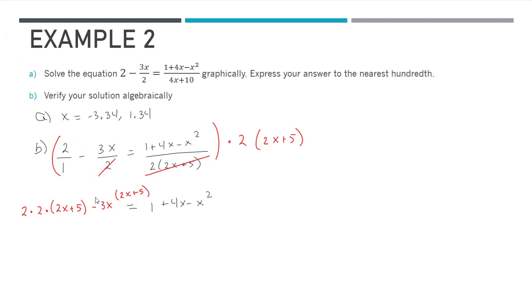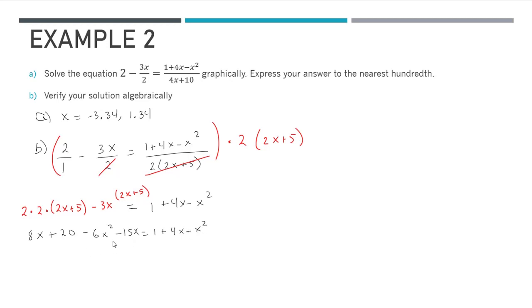Now we can do the distributive property and start collecting like terms. So 2 times 2 is 4, and then I'll distribute that 4, so it'll become 8x plus 20. And then here we distribute the -3x, so it becomes -6x squared minus 15x. And then on my right side, there's nothing I can simplify, so I'll leave that alone.